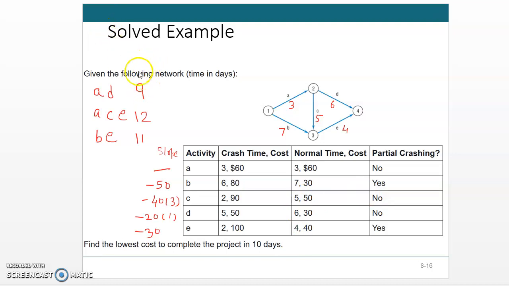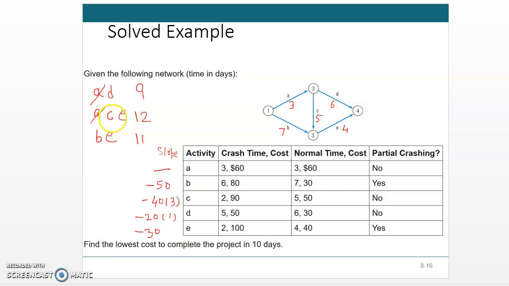Now what I want is to reduce the duration. As you can see, A is a non-crashable activity, so it's better for me to just cross it out. The duration depends on this longest path, and now A is out of the equation. C and E are the candidates. C is 40, but that is for 3 days. We don't need to reduce the duration by 3 days; we only need to reduce it by 2 days.